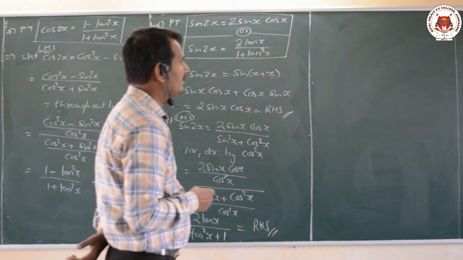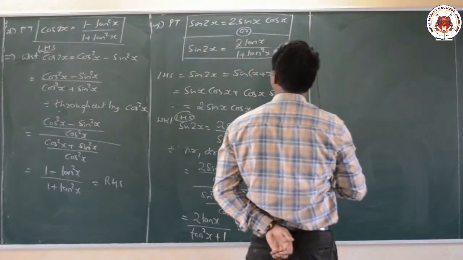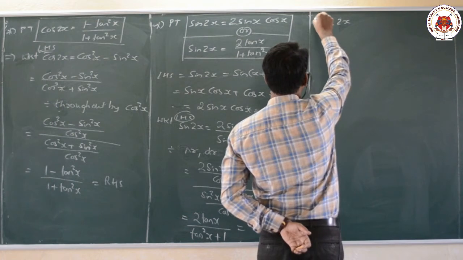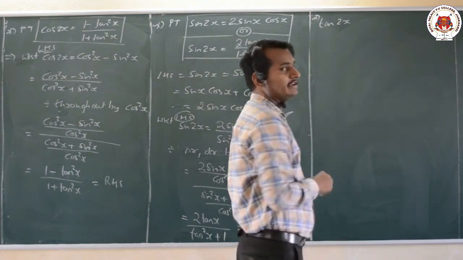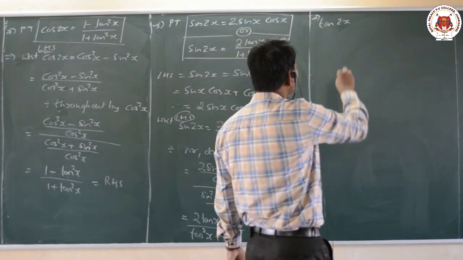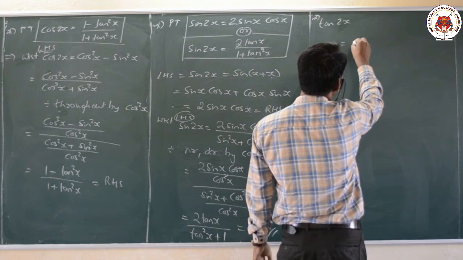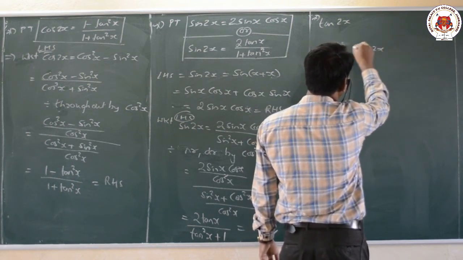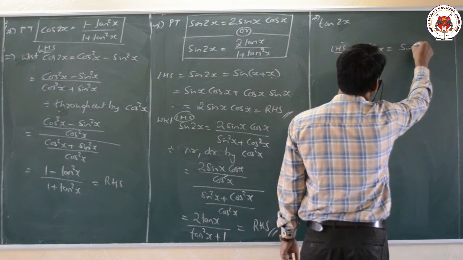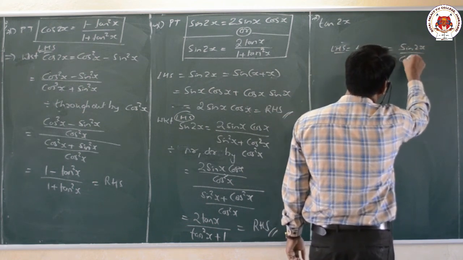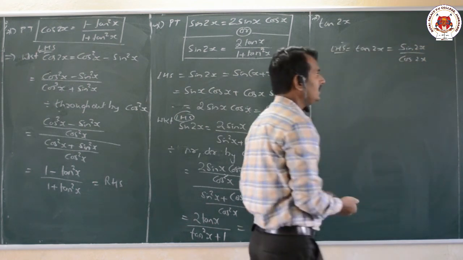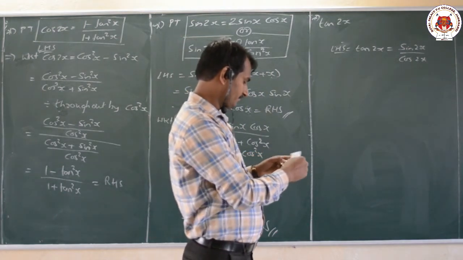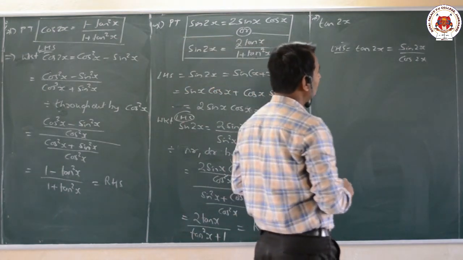Now let us learn about the next one, that is tan of 2x. Tan 2x. Now let us prove it directly. The LHS part is tan 2x. Now tan 2x, can I write it as sin 2x divided by cos 2x? So what values will I get here?